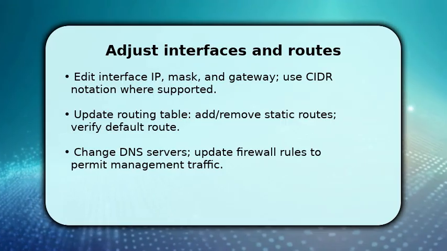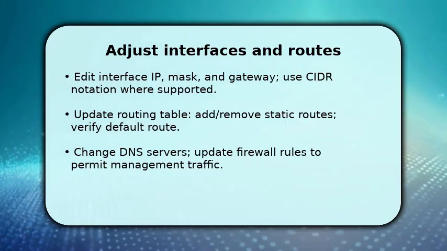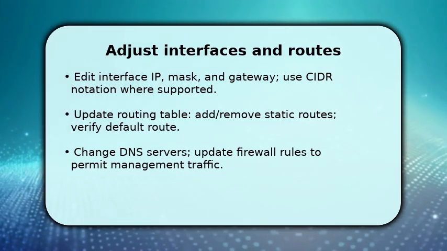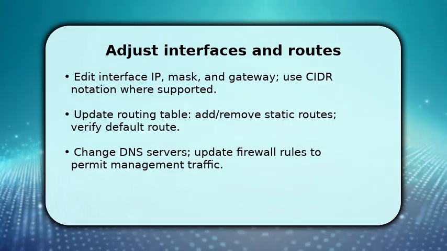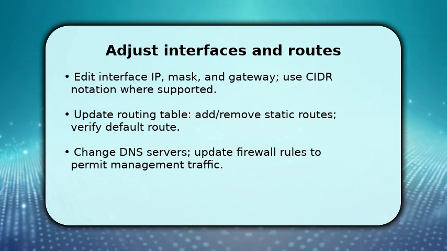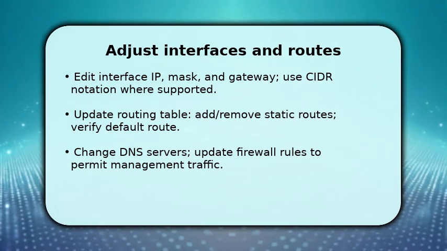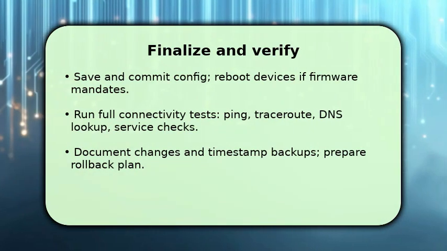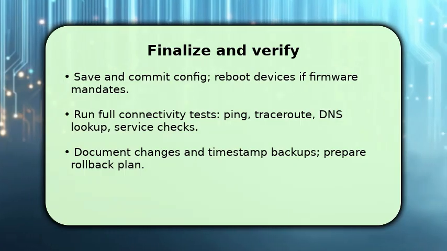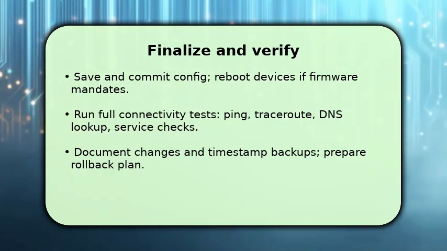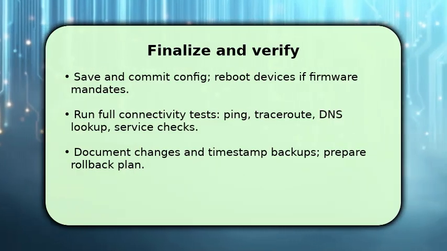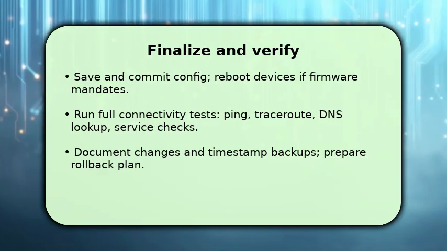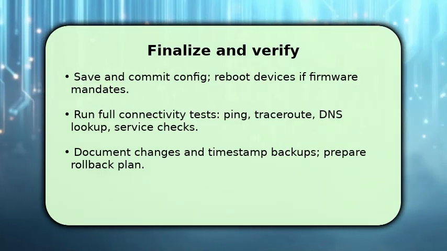After each change, test reachability from your workstation with ping and traceroute to confirm progress. You finish by saving and committing the new configuration, and if required, perform a controlled reboot of the device. Once it comes back, run comprehensive tests: ping key hosts, traceroute problematic paths, and resolve DNS names to ensure services are reachable. Make sure to document every change with timestamps and store the backup securely.